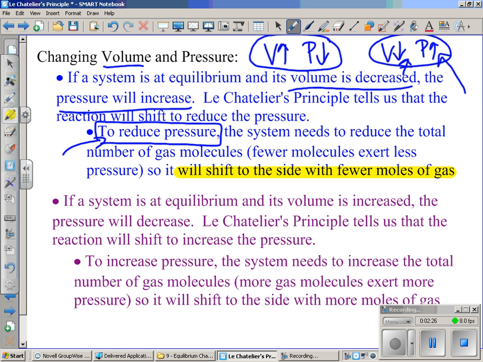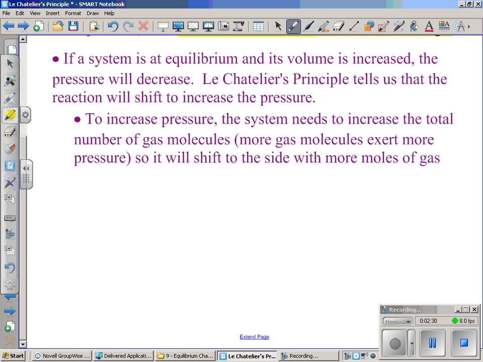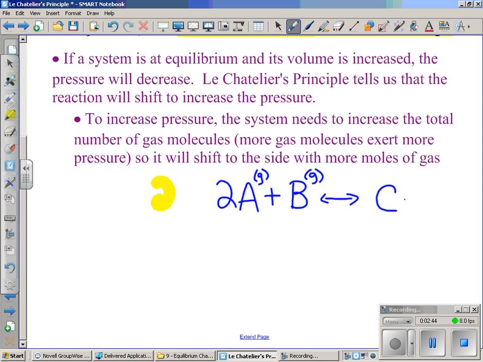Now you might be thinking, why do fewer moles of gas create less pressure? Let me draw a little equation here for you. Let's say we had an equation that was 2A plus B, and this is a gas, and this is a gas. It's in equilibrium with, let's say, C, gas. Okay, so all of them are gases. Over on this side, you have 3 moles of particles, and over here, we only have 1 mole of particles, because this C must be some big molecule made up of all these A's and B's.